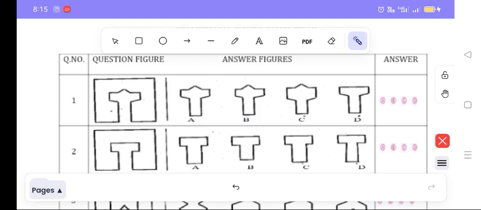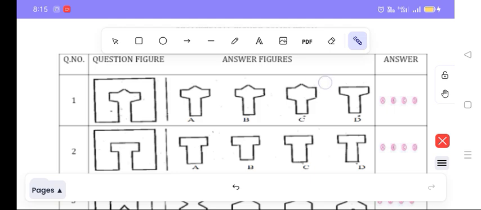When you check A, see all the lines: top lines, side lines, these slant lines and the bottom. All the lines look the same. It may be the answer, but you should check the other options also. In the second option, the left side line is small and the right side is big, but here they are almost equal. So here the left side is small and the right side is a little bit big, so it cannot be the answer.